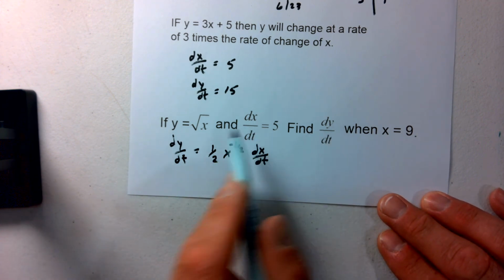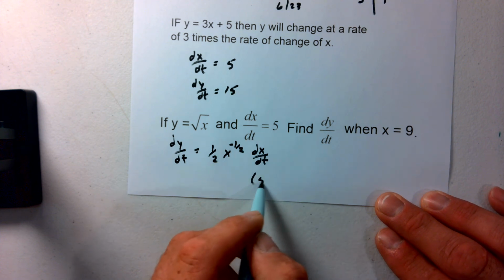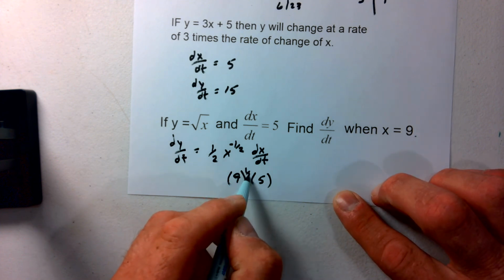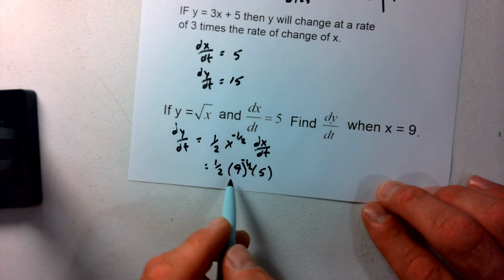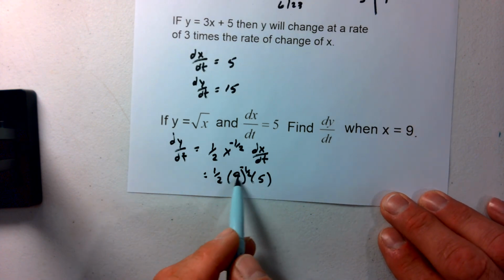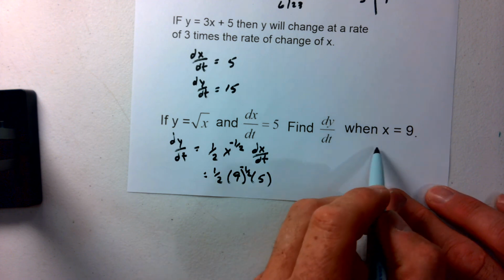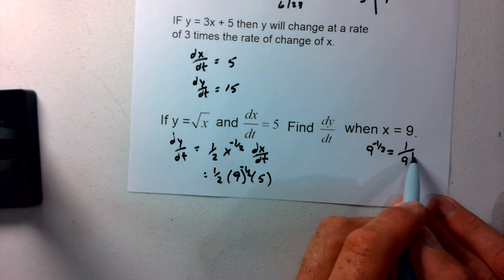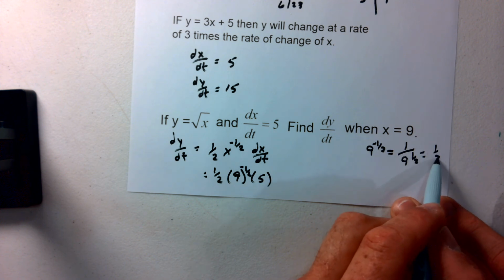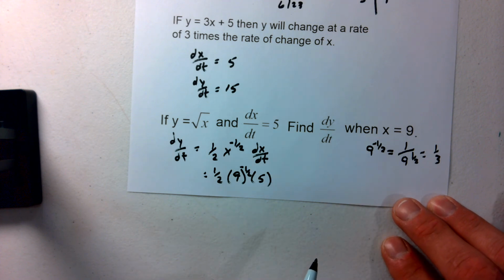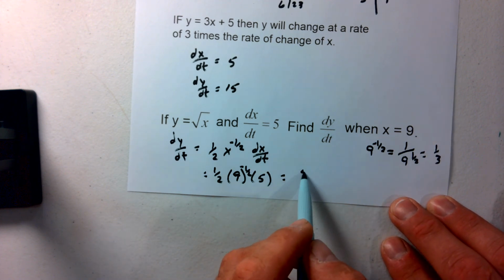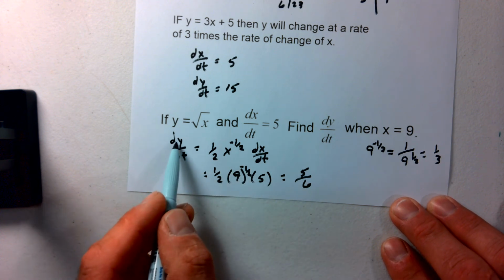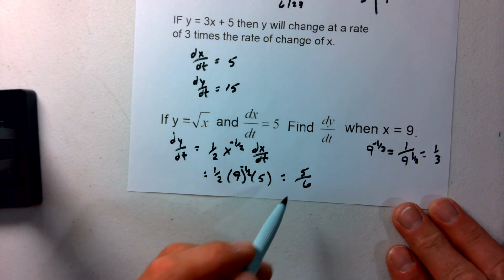Now we can go ahead and plug in what we know. We know dx/dt equals 5. We also know that x equals 9. And we have our negative 1/2. Simplifying this, that 9 to the negative 1/2 is going to be 1/3. We have 1 over 9 to the 1/2, and 9 to the 1/2 is 3. Remember, negative exponents, take them to the denominator if they're in the numerator. So we get 5 over 2, the 3 is coming down, so we get 5/6. So y is going to change with respect to time at a rate of 5/6.